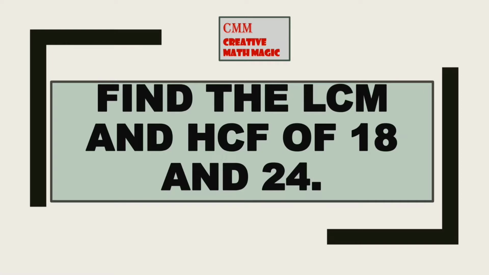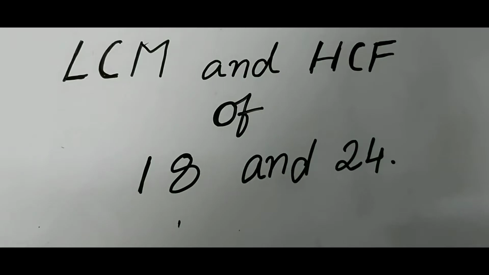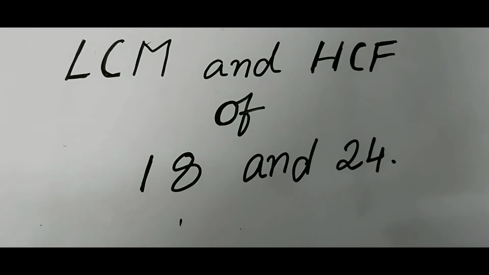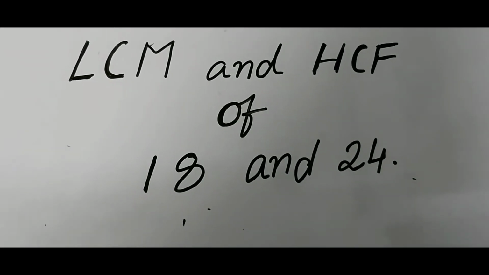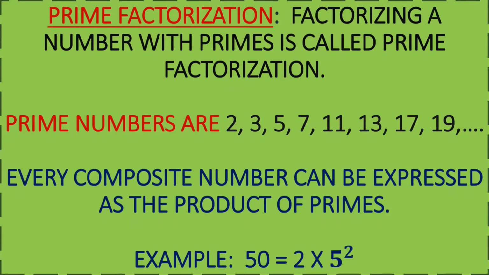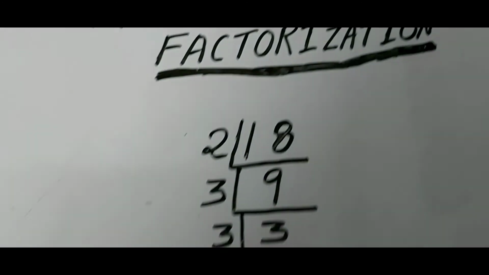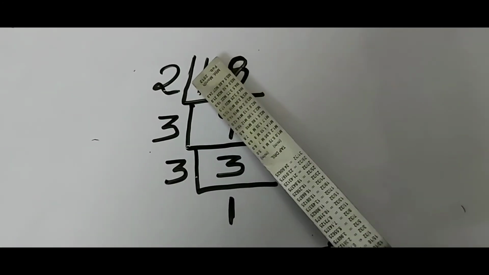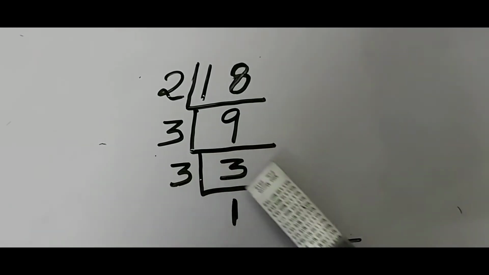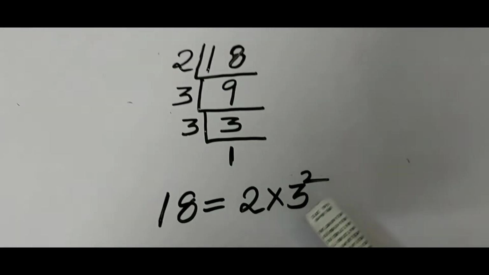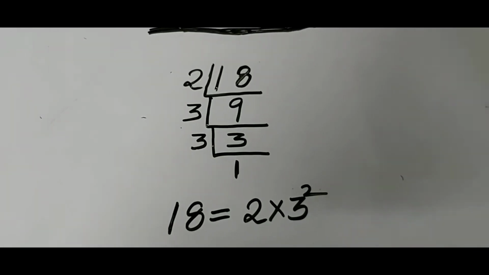Let us now find the LCM and HCF of 18 and 24 using prime factorization. To find the LCM and HCF, firstly we need to get the prime factorization of both the numbers. Only prime numbers are used in prime factorization. Prime factorization of 18. 2 nines are, 3 threes are, 3 ones are. So 18 can be expressed as 2 into 3 square.